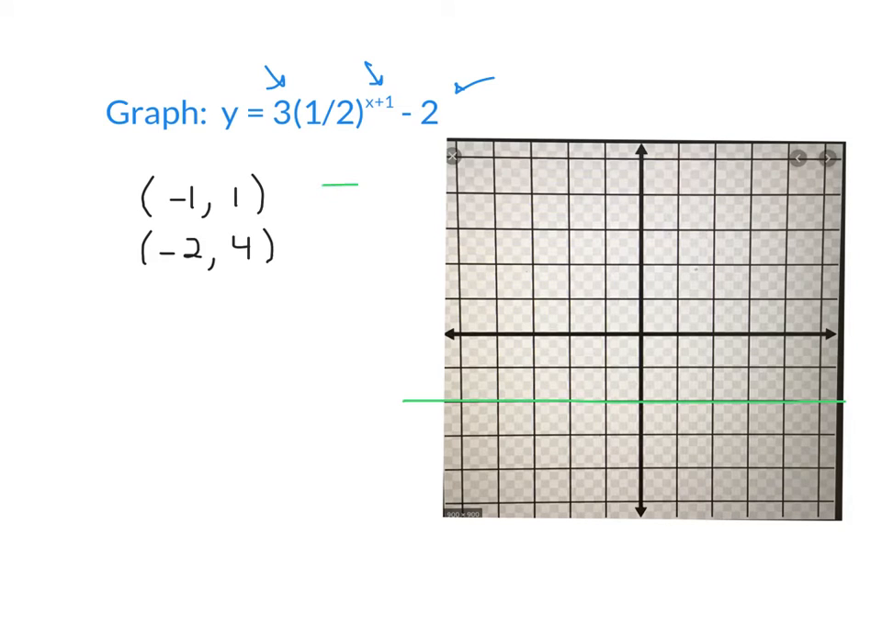I went ahead and did the same thing, picked a couple points, plugged them in. Plug in negative 1. I picked negative 1 because that made my exponent 0, which means the 1/2 becomes 1. So it's 3 times 1 is 3 minus 2, which is 1. So when I plugged in negative 1, I got 1, which is right here. And then if I plug in negative 2, it gives me 1/2 to the negative 1 power, which flips it, which is just 2. 3 times 2 is 6. 6 minus 2 is 4. So if I plugged in negative 2, I got 4. And that's enough because I know the asymptote down there, so my graph will do like this.